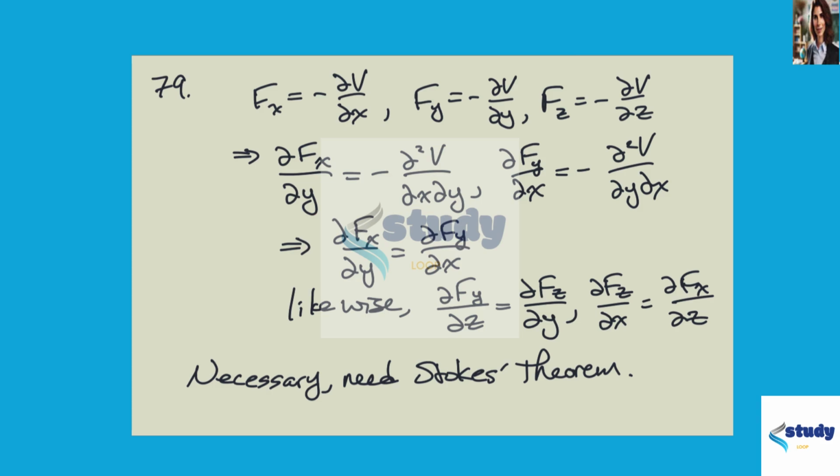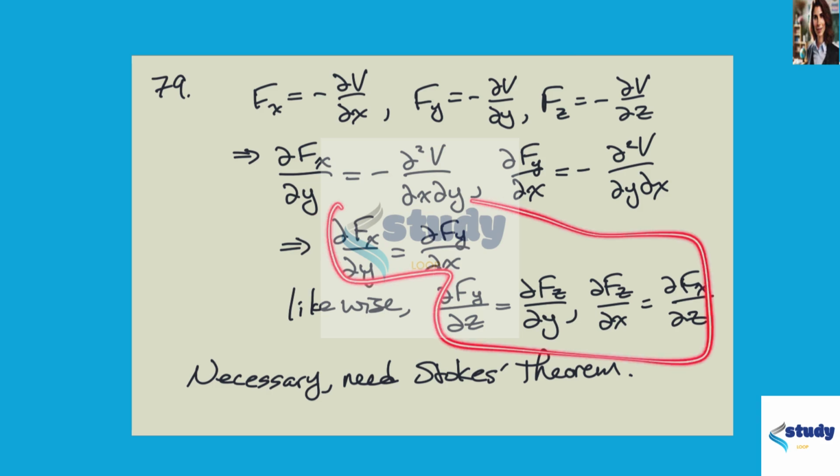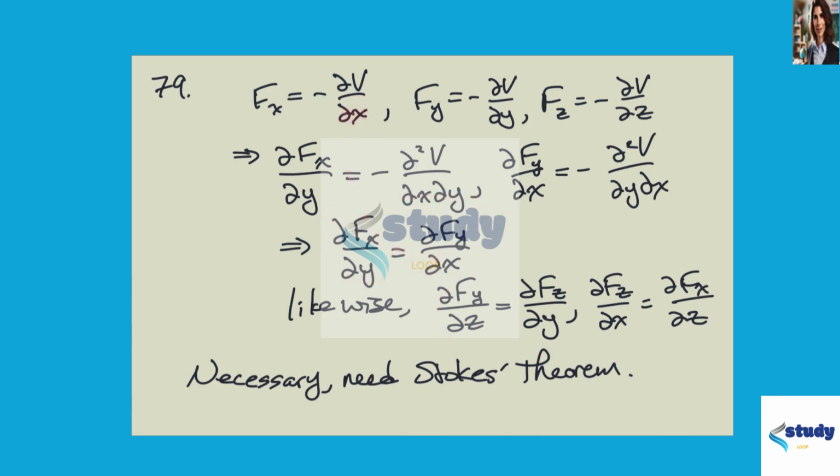To go the other way, though, is kind of hard. To say that we know this information and then go back to say that there must be a potential is a much more difficult problem that I don't know if you would have the mathematics to actually prove. You need Stokes' theorem, and again, it's a matter of trying to show that if the curl of a vector field is 0, then there must be a gradient. That vector field must be the gradient of some potential.